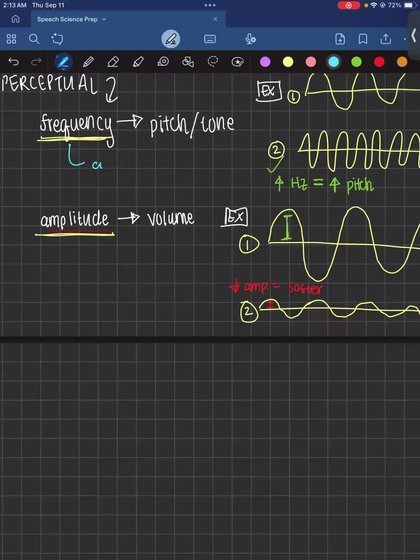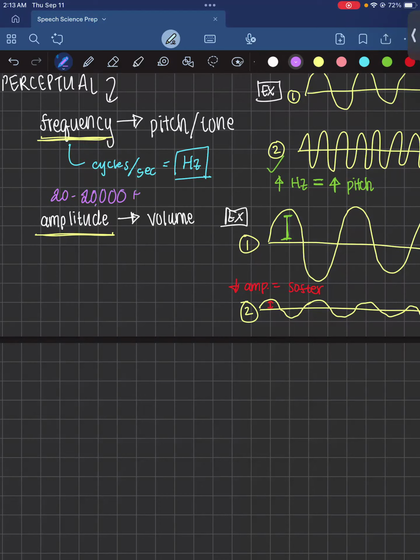And another thing to note is always know your units. So for frequency, it's cycles per second, but really what we will be using is hertz. For example, we will say the human ear can hear 20 to 20,000 hertz, right? This is the human range of hearing.